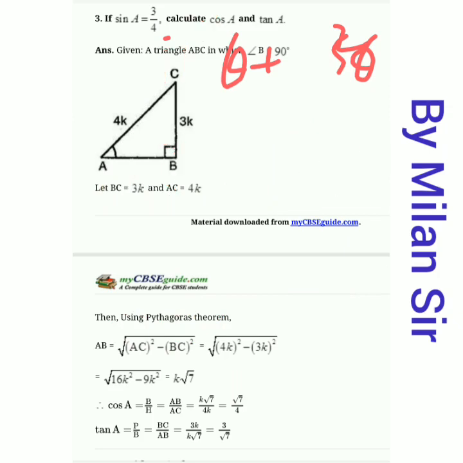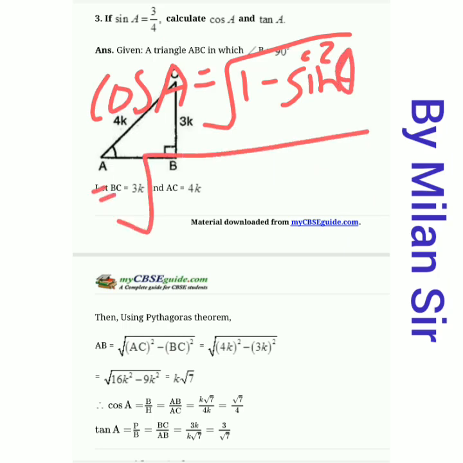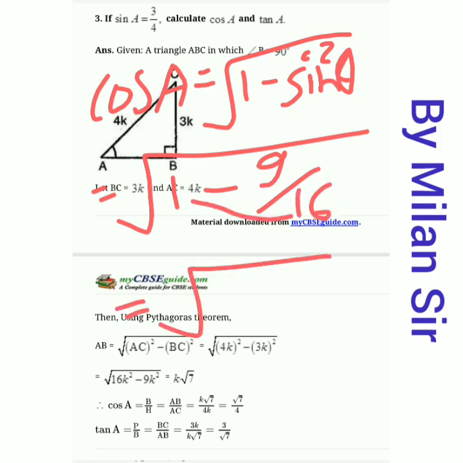So you just use it. Cos A equals under root 1 minus sine square theta. So 1 minus, now sine theta is equal to 3 by 4, so the square of 3 by 4 is equal to 9 upon 16. Now take LCM. So 16 over 1 is 16, minus 9.